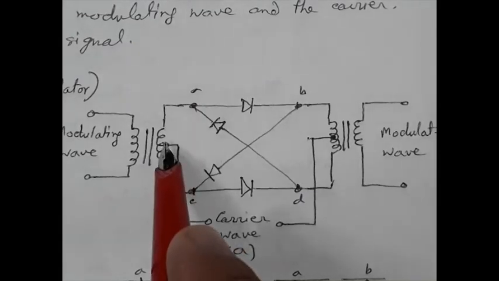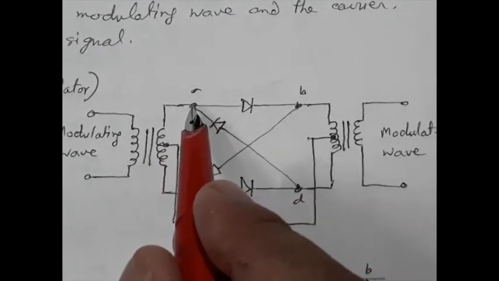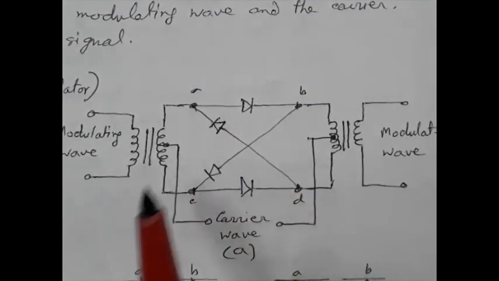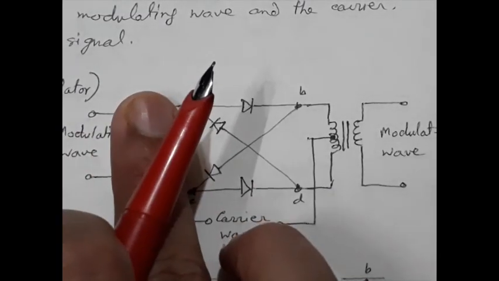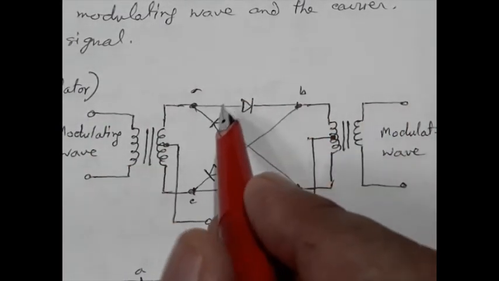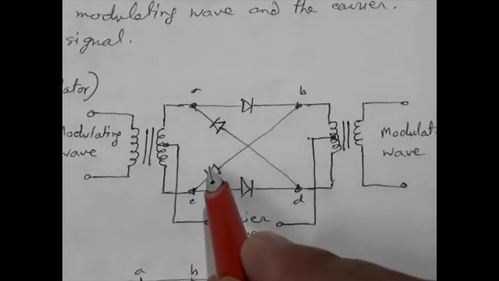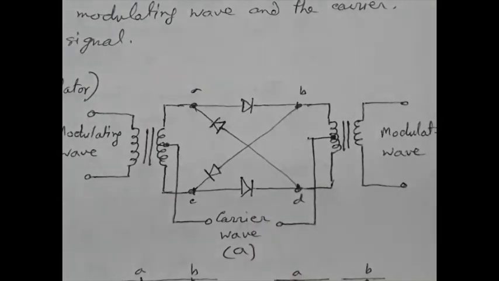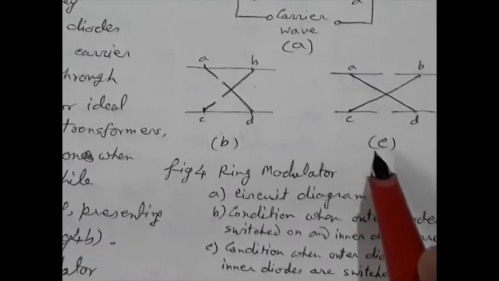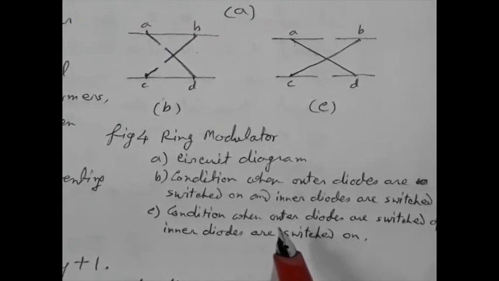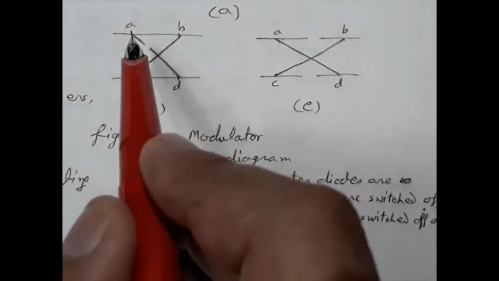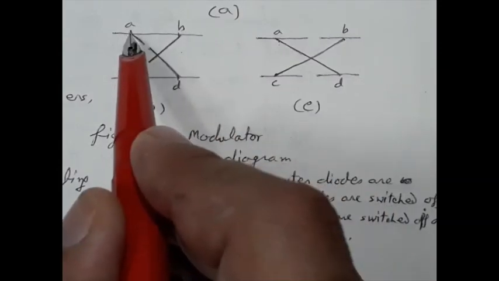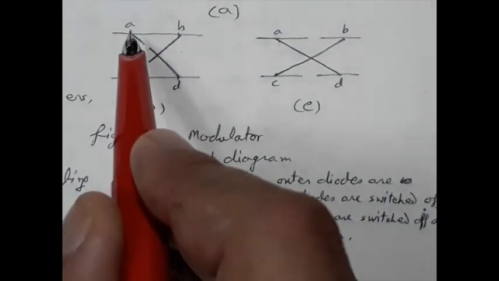If the carrier signal is positive and square in nature, then for the positive half cycle, these two outer diodes will be forward biased because the potential at this point is larger than the potential at this point. So they are forward biased, and obviously these two diodes will be reverse biased. So this ABCD section, during the positive half cycle of the carrier, will be like this. The connection is straight, the straight connection or bar connection.